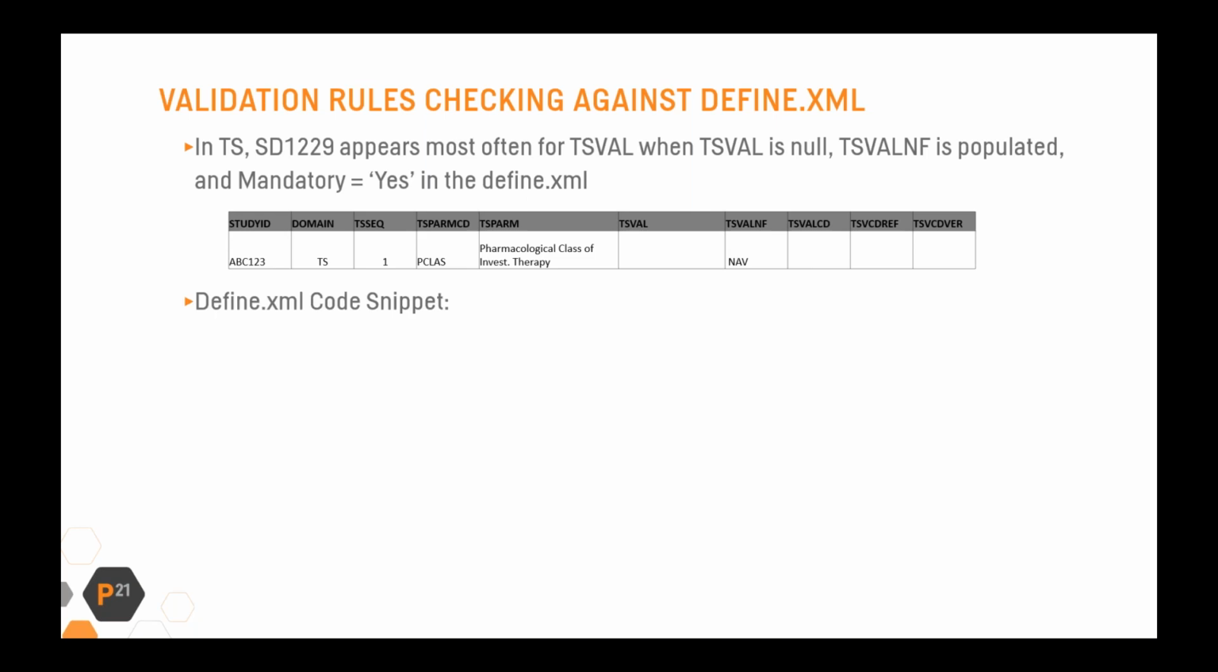So when it does become available, we can actually go back and update our TS data set. But for the purpose of submission, at the time of submission, it's just not available yet. Here is also our define.xml code for this value level parameter. And you notice that for P class, mandatory set to yes.